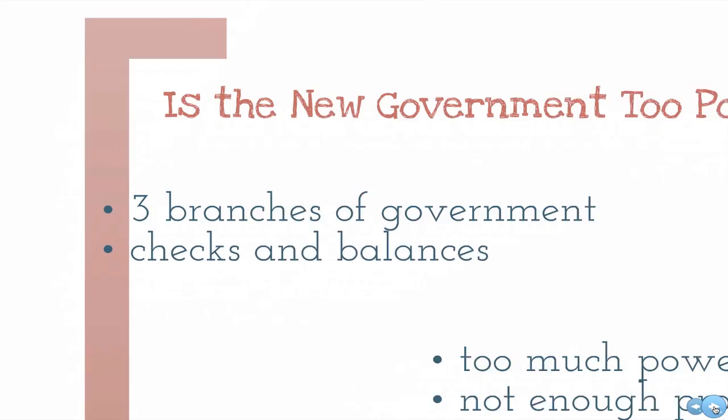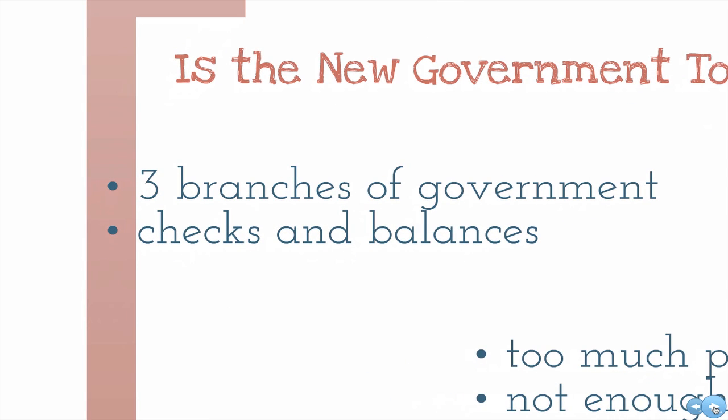So there was a system that was put in place of three branches of government, the legislative branch, the executive branch, and the judicial branch.